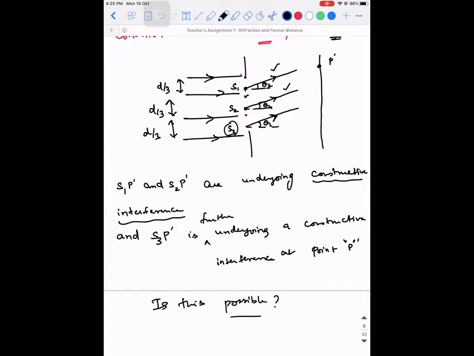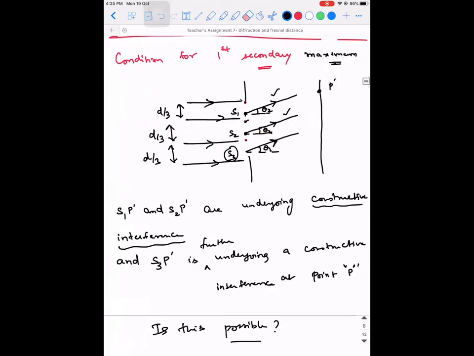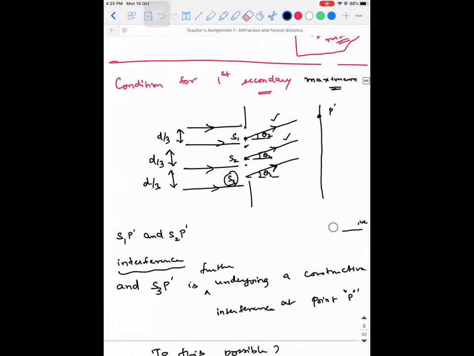The intensity will decrease. Intensity is less compared to whom? Compared to the central maximum bright spot. So what change is going to happen is the rays from S1P' and S2P' will undergo what interference? Destructive interference, and S3P' is further undergoing a constructive interference at point P'. This is what is going to happen.